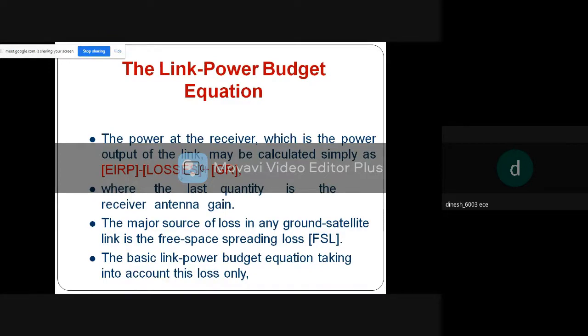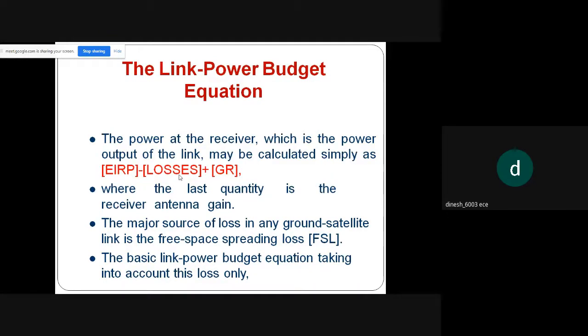Link power budget equation can be calculated by EIRP minus losses plus gain at the receiver.